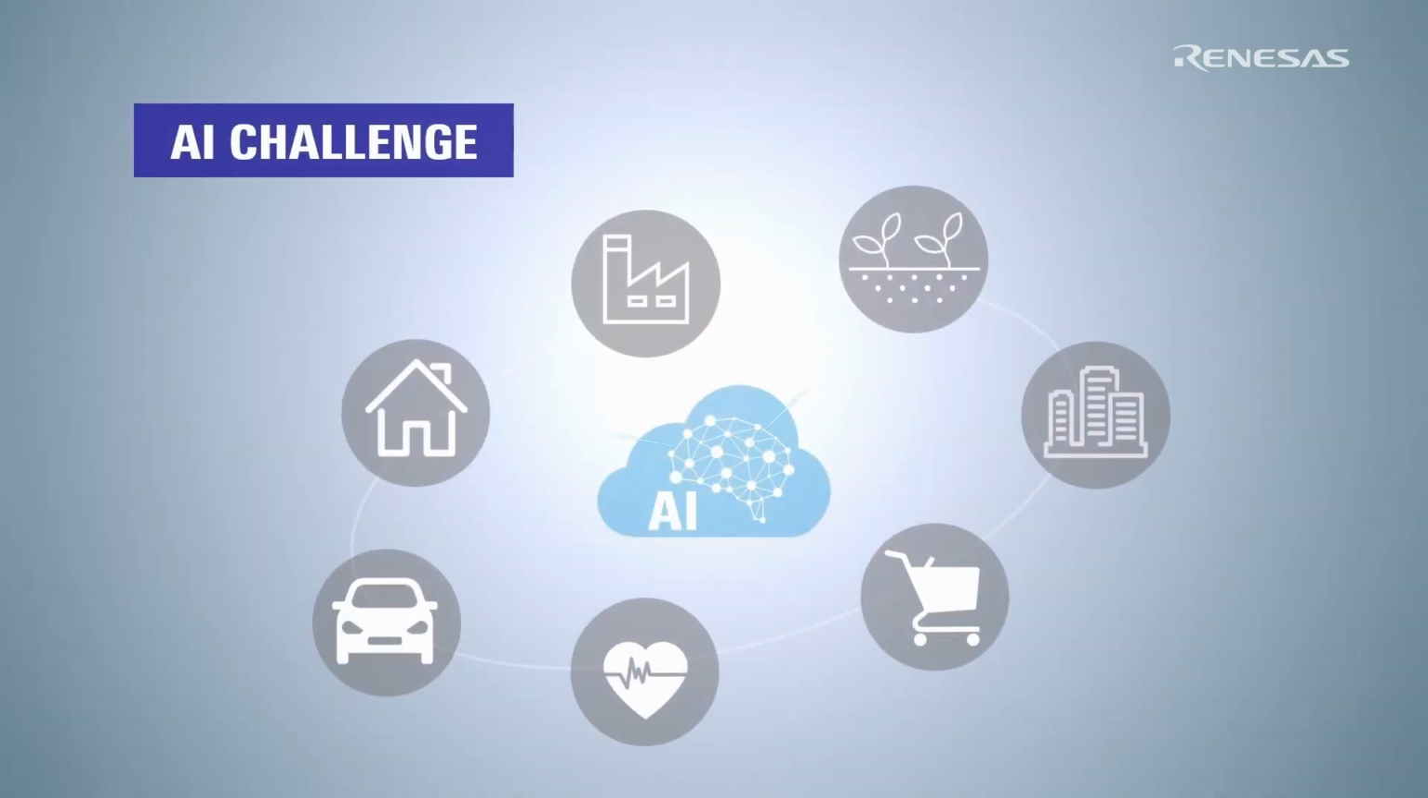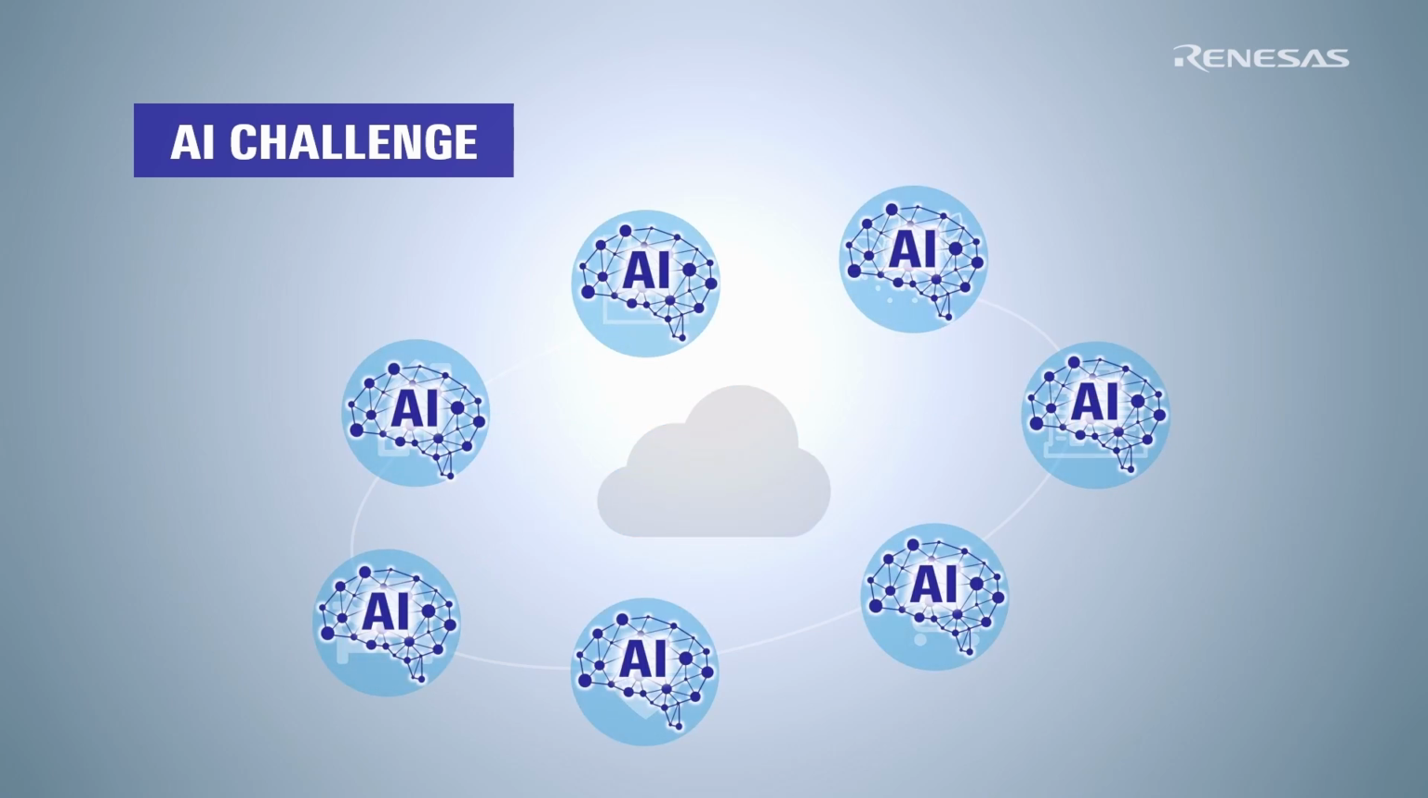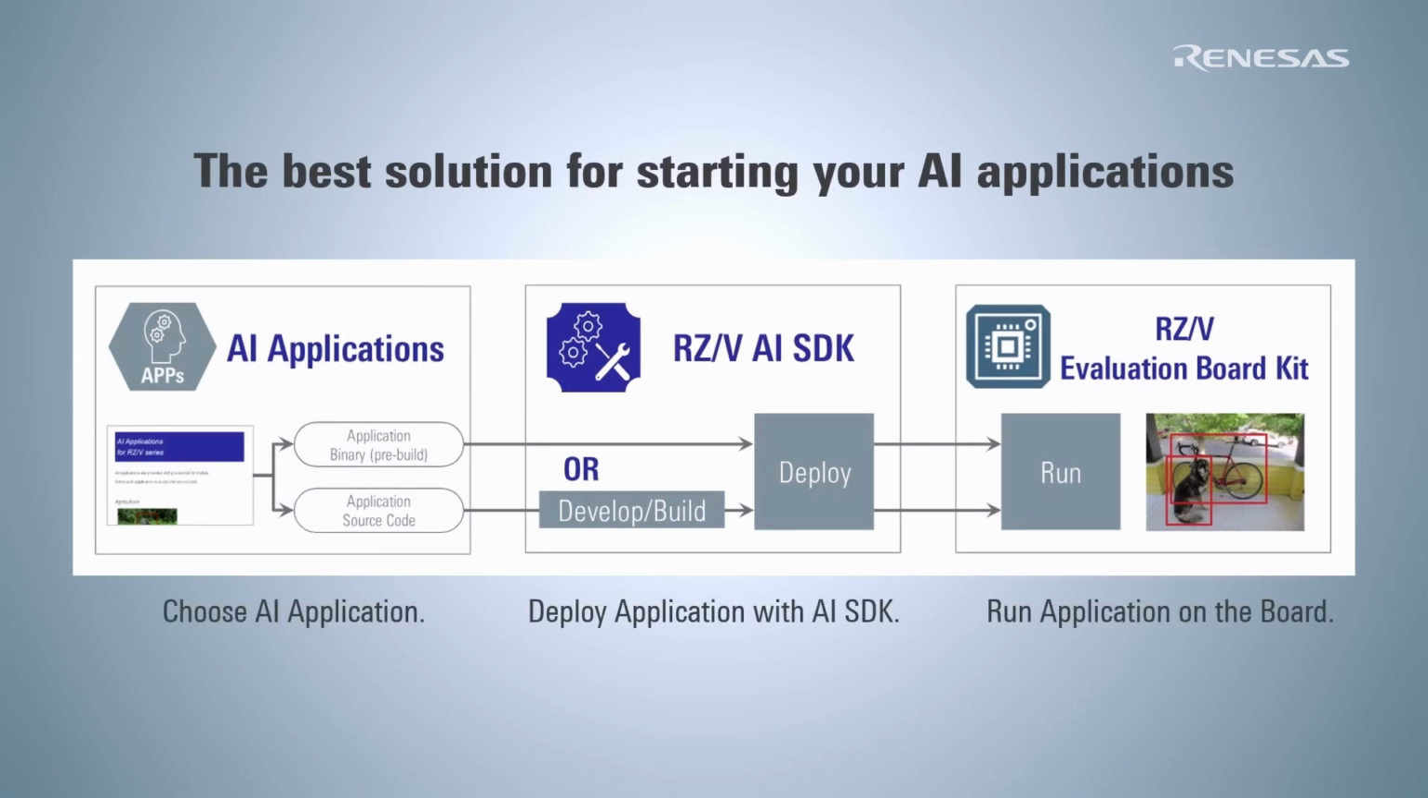AI is becoming part of our lives. It has been used in various areas and it will keep spreading more. However, it is not easy to implement AI in applications. To overcome such challenges, Renesas has released AI Applications and AI SDK for RZ/V series.